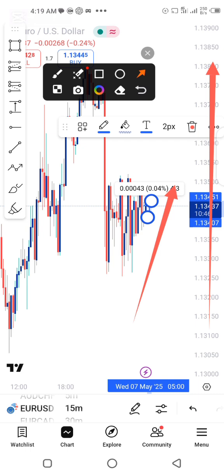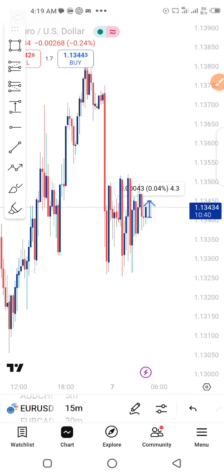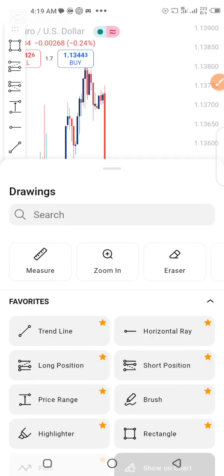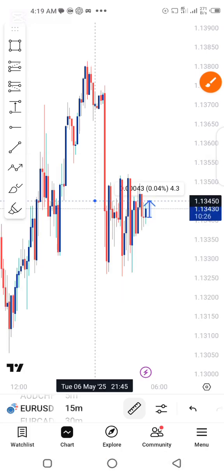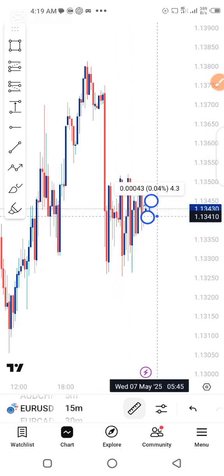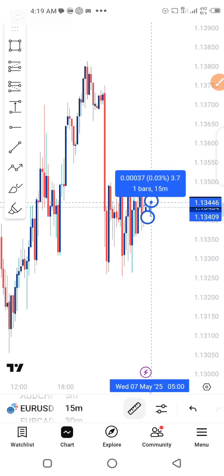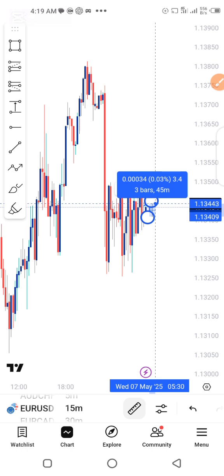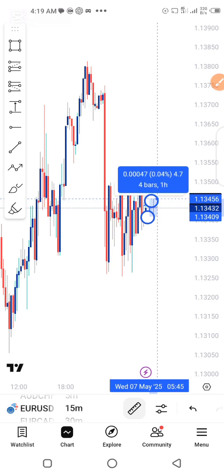Or you can use what we call the ruler. Let me get the ruler. You can see the measure here. Just use it and drag it up. Let's measure where I started. You can see it's just the same thing. I think I overdrew, but you can see it.